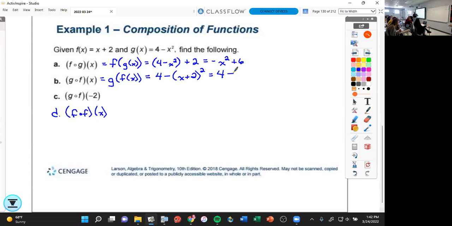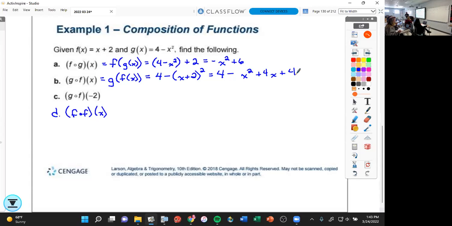If I was to take x plus 2 squared, that's a binomial times a binomial. How do you multiply that? FOIL it. First times first, x squared. Outside times outside. Inside times inside, 2x plus 4x. Last times last. And folks, that answer is wrong.